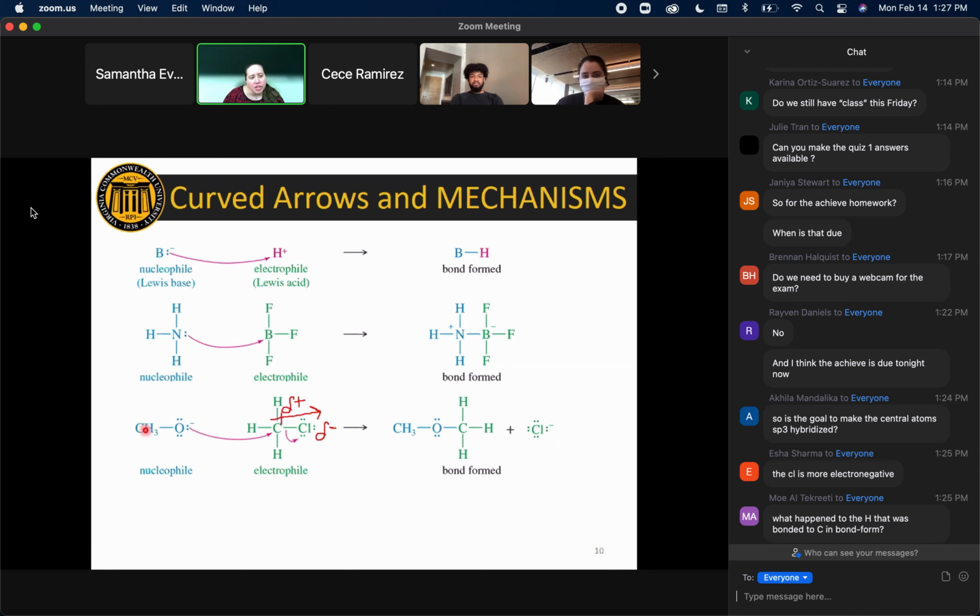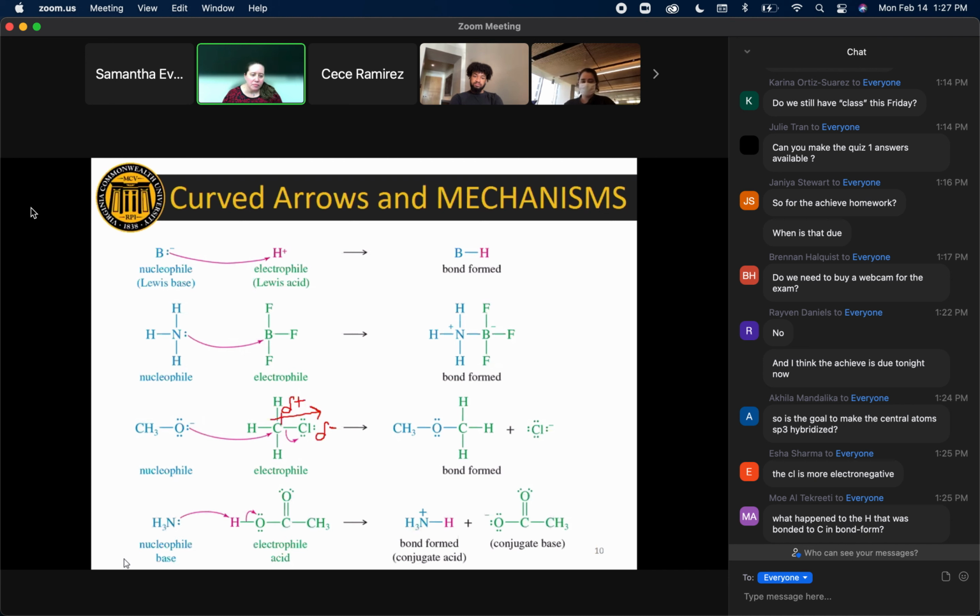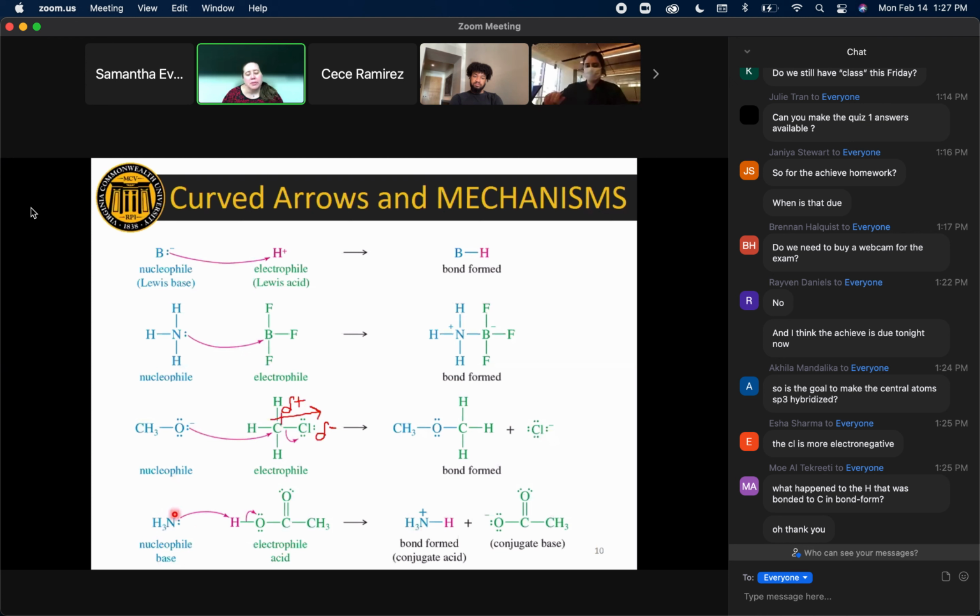There's another question in the chat box. What happened to the H that was bonded to the C? Well, all of the H's are still there, right? We have 3 carbon-hydrogen bonds, and we still have the 3 carbon-hydrogen bonds. We're only breaking the carbon-chlorine bond. And we have to do that because otherwise that carbon would have too many electrons and it would be breaking the octet rule.